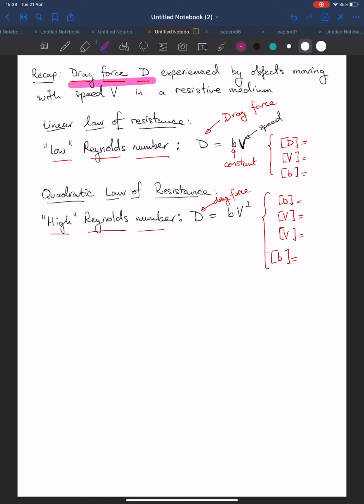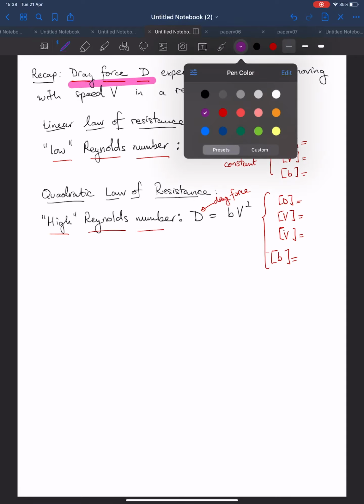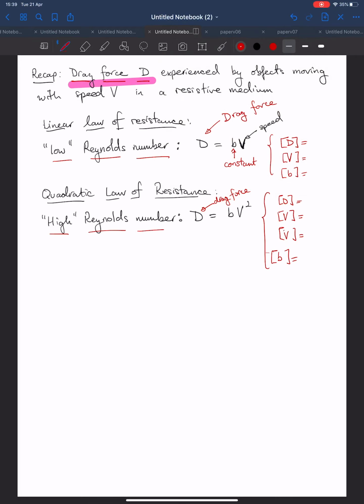So this is a small recap of the material that we went through. So remember that there were two types of laws that we picked up from the analysis of drag force, which came directly from dimensional analysis. And we had the following. So assume that we have an object. It moves with the speed v in a resistive medium. Then there is a linear law of resistance which describes the drag force experienced by the object.